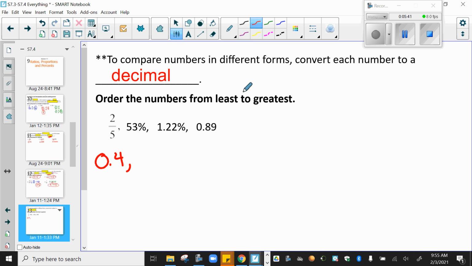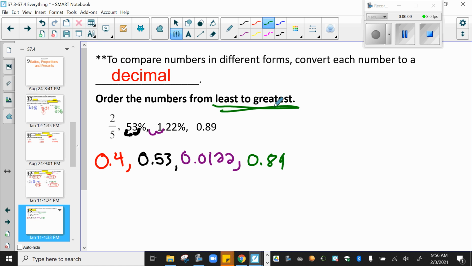53 decimals. Remember to move from a percent to a decimal. I'm going to move it 2 spots to the left. So 1, 2. That gives me 0.53. Next, also a percent, 2 spots to the left. So 1, 2. That gives me 0.0122. And then 89 is already a decimal, so 0.89.